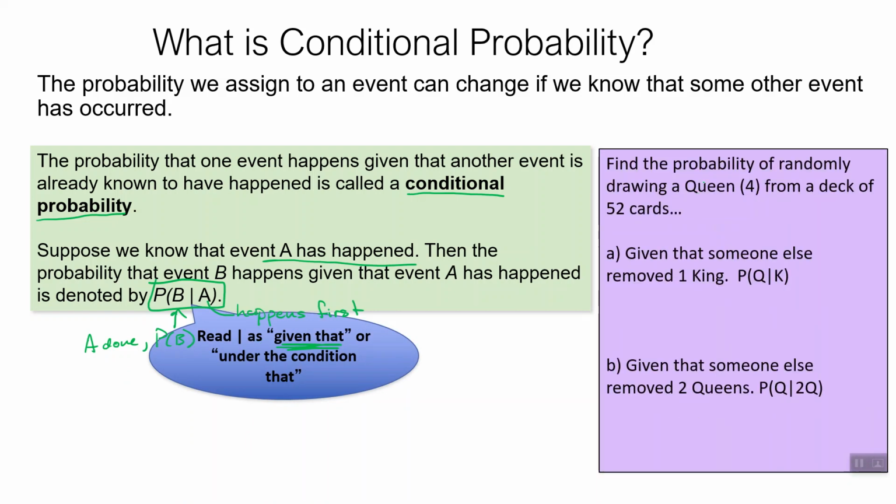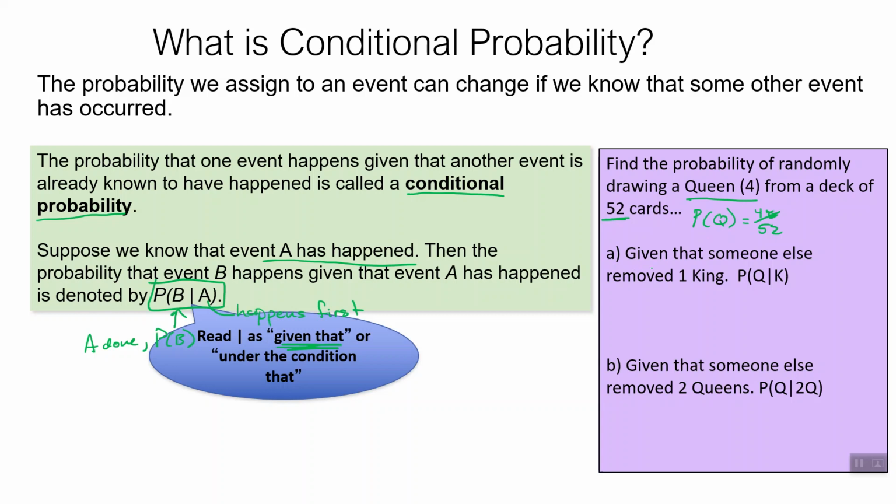So let's say we're looking at a deck of cards. If you don't know about a deck of cards, there are 4 queens, 4 kings, 4 aces, 4 jacks, 4 of each number of cards, and there are 52 total cards in the deck. So right now, the probability of getting a queen would be 4 out of 52.